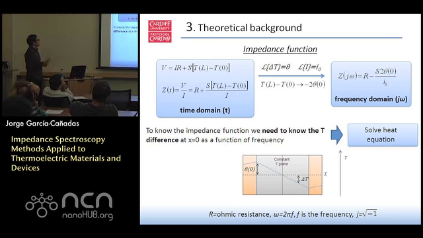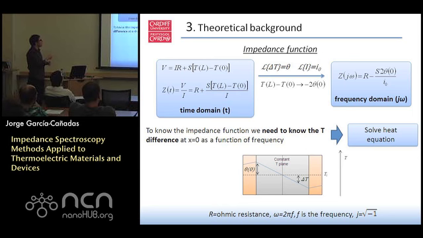So what is the impedance function? The impedance function in the time domain is the ratio between the voltage and the current. In thermoelectric materials we have two voltage drops. One is given by the ohmic contact, this is related with the electrical resistance of the material, and also contact resistances and wires. And then we have the Seebeck voltage drop, which is given by the Seebeck coefficient and the temperature difference.